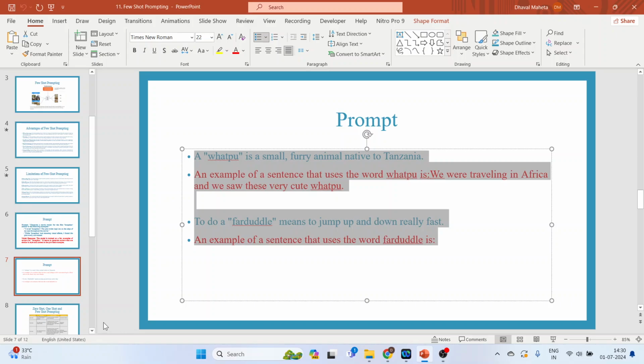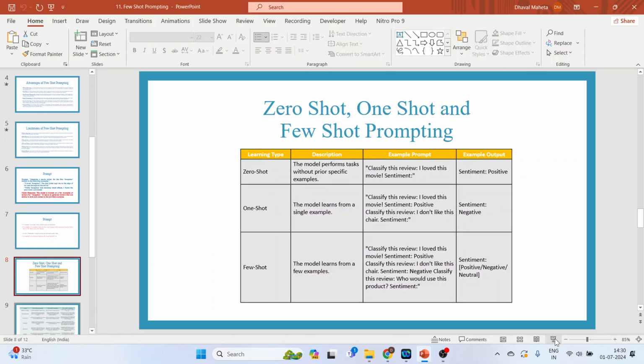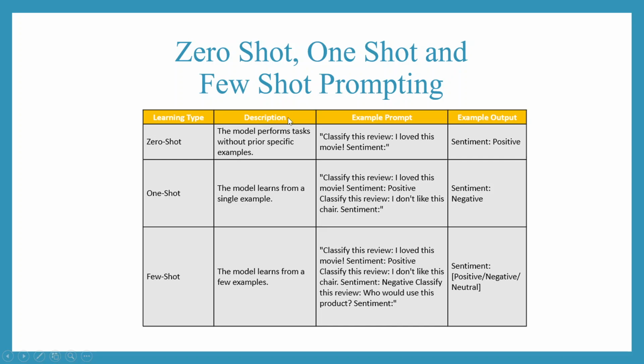Okay, let's proceed further. What is the difference between zero-shot, one-shot, and few-shot prompting? Zero-shot learning: the model performs tasks without prior specific examples. Now the example prompt is: classify this review, I love this movie, and the sentiment. So we want to detect the sentiment in it. The output is: sentiment is positive.